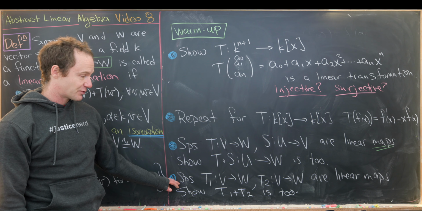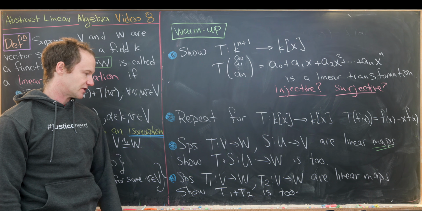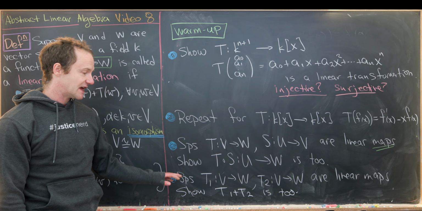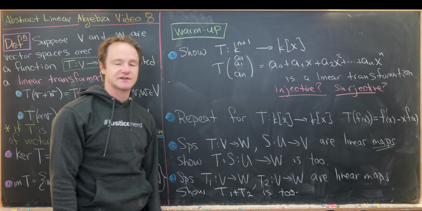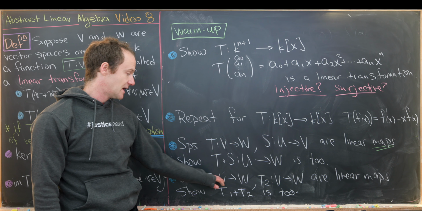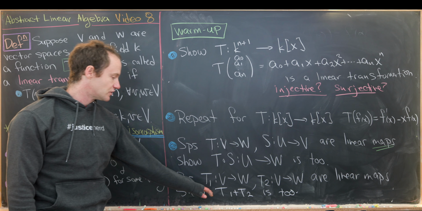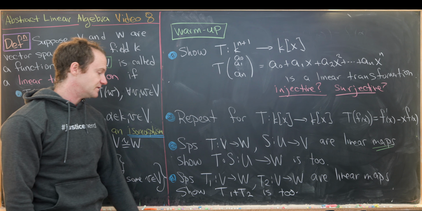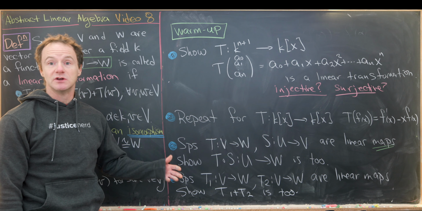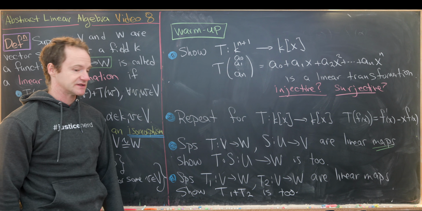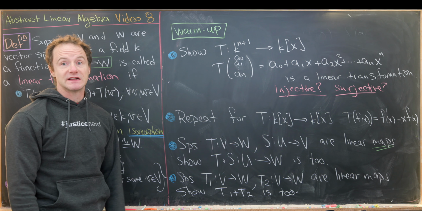Then the last problem has to do with the sum of linear transformations. And in this case, you need to start with 2 linear transformations with the same domain and codomain, so V and W in this case. And then you'll look at their sum. So T1 plus T2, show that that's also a linear transformation. Okay, that's a good place to stop.